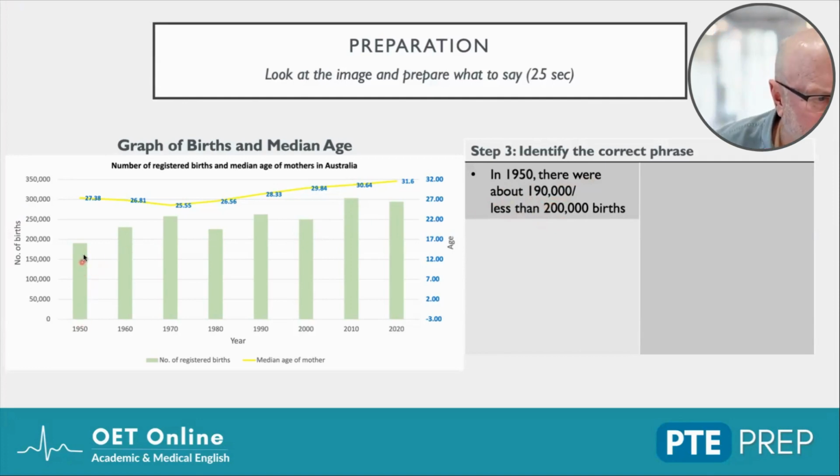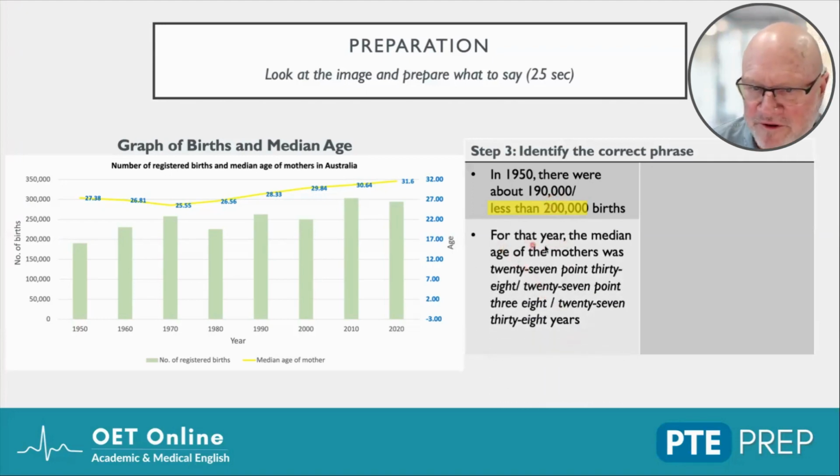So we're looking at 1950. It's under 200. So which is the best? Should we say about 190 or less than? Let's use less than. It's a more natural way to speak. In 1950, there were less than 200,000 births. We could also say in 1950, there were just under 200,000 births, rather than trying to put a specific numerical value.